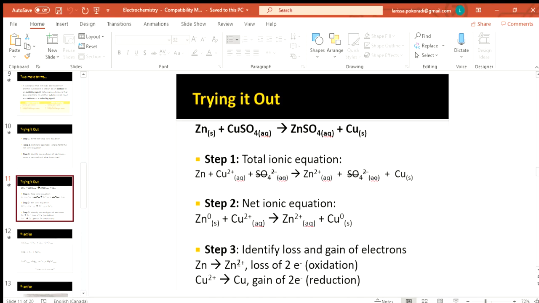And if you want to use either of those memory tools, OIL RIG or LEO the lion, we know that oxidation is the term for loss of electrons. And then you just want to double check to make sure you did it right. If one thing's oxidation, the other has to be reduction. So we are going from a 2+ down to a 0 charge. If we're going down in charge, we must be gaining something negative. We're gaining electrons. We went down by an increment of 2. So yes, we are reduction.